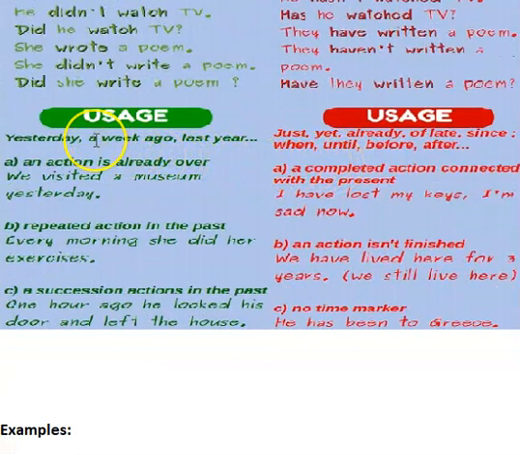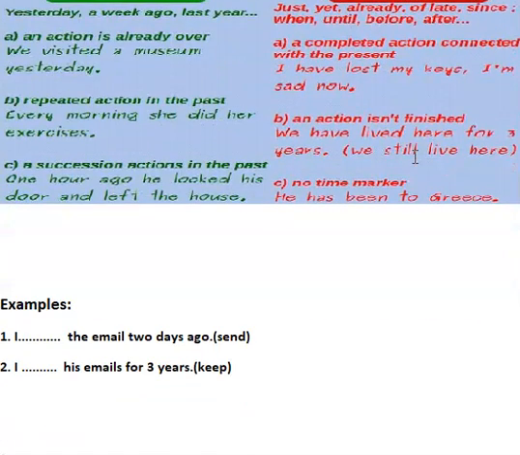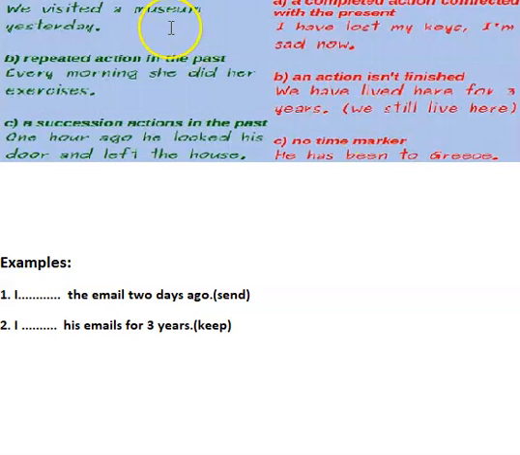Now, if you notice the usage here, in the simple past, there are certain keywords that we use. Yesterday, a week ago, last year, last month, 100 years ago, in the past, all of these keywords. In the present perfect, mainly I can use just, yet, already, lately, since, for. Sometimes you can use when, okay, or before or after, sometimes. Okay, now pay attention to the examples.